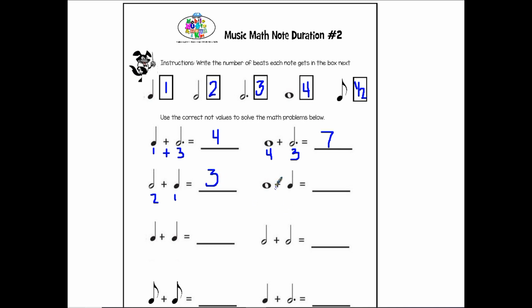Good job. What type of note? Whole note. Gets how many beats? 4. Plus what kind of note? Quarter note. How many beats? 1. You should have 5 there.